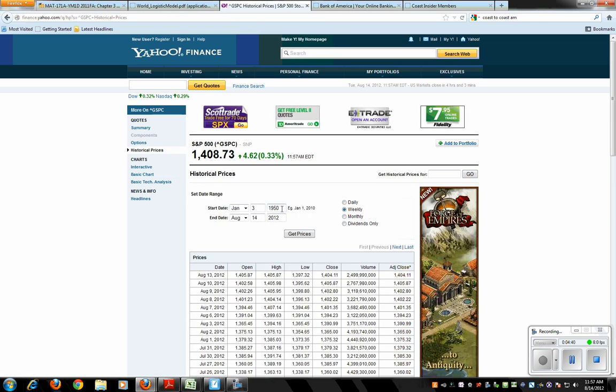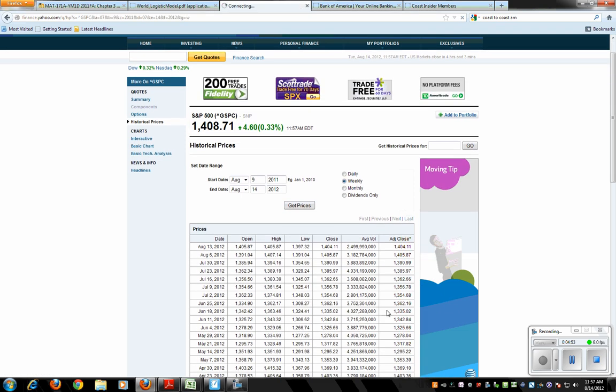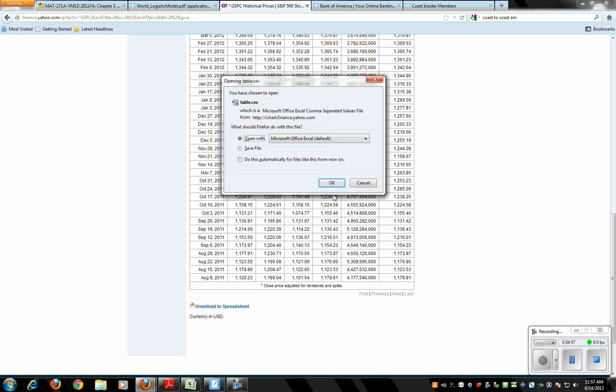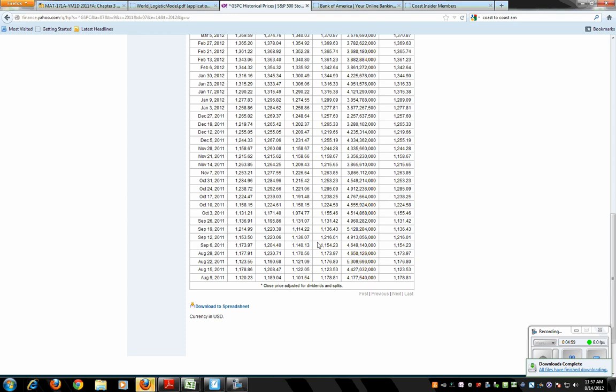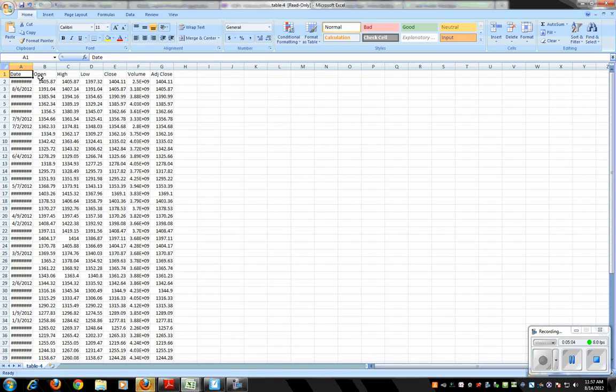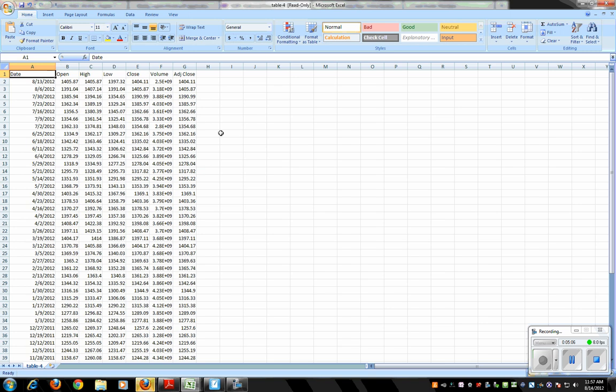We want to make sure that these dates are the same as before. So it was August 9th, 2011. I want weekly closings, and I want to get prices. And we have the same thing. So now when I scroll down and I say download the spreadsheet, another one's going to open up. All right. And before I do anything, I'm going to highlight all of this.